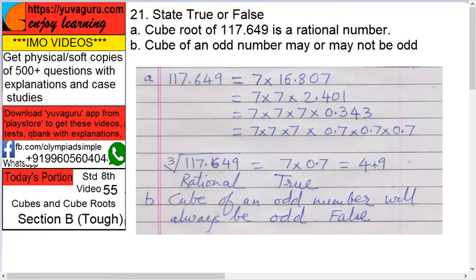Out of 3 only 1. So 7 into 0.7, that is equal to 4.9. Okay. So is 4.9 a rational number?